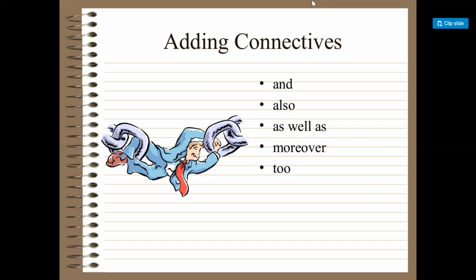So remember that these connectors or connectives are also called linkers, as they create a link between the words in a sentence or between the sentences in a paragraph. Some other examples could be both, in addition to, along with, etc. So these are the examples for adding connectives.